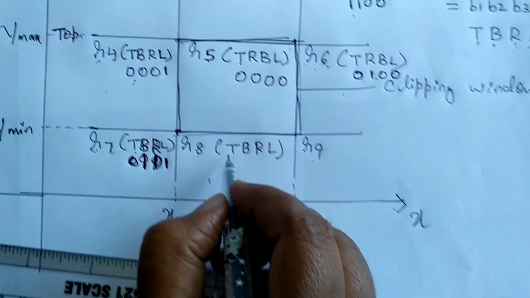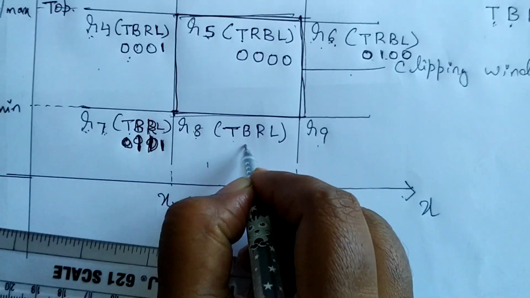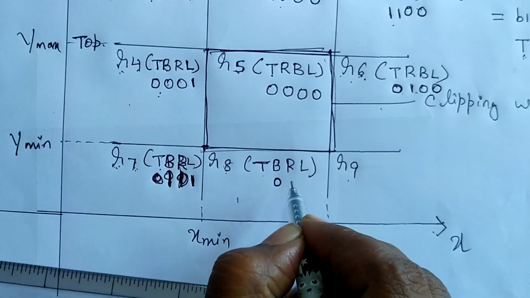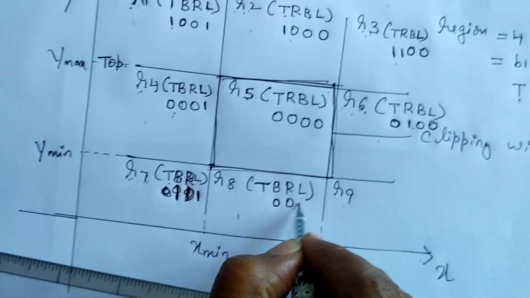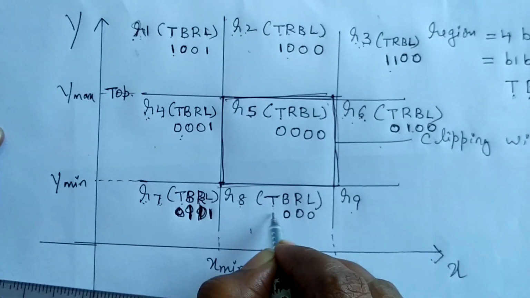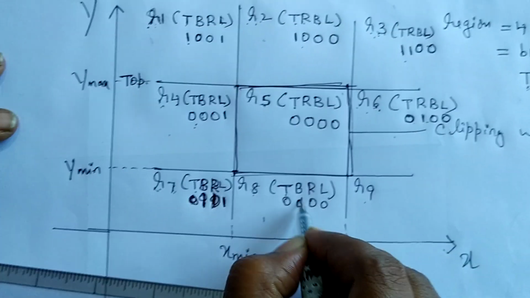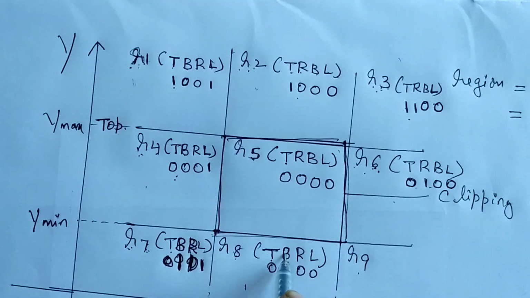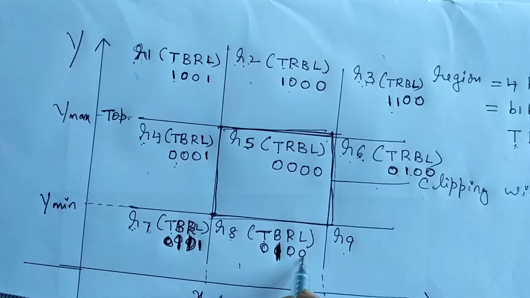Okay, R8 is located in the bottom, right? Is it on the right side? No, 0. Is it on the left side? No, 0. Is it at the top? No, 0. So where is it located? In the bottom. So the B bit will be set to 1 and the remaining bits will be 0.